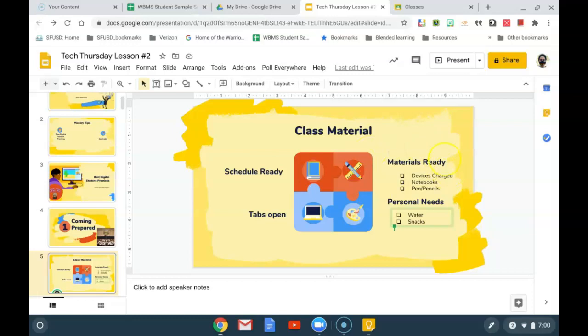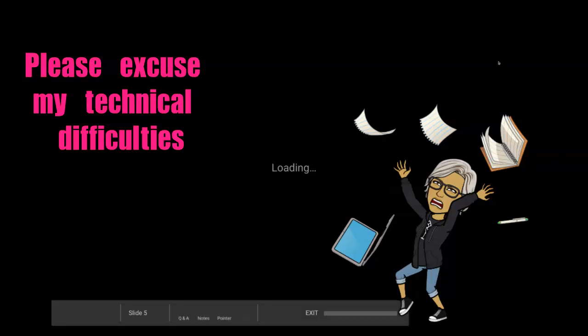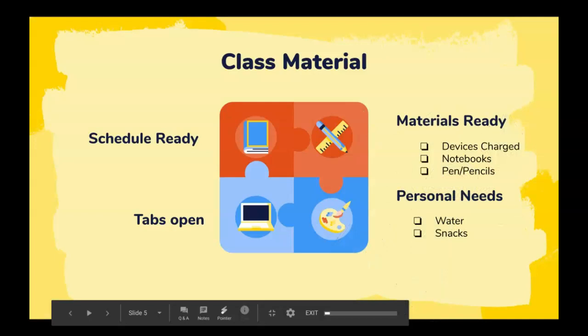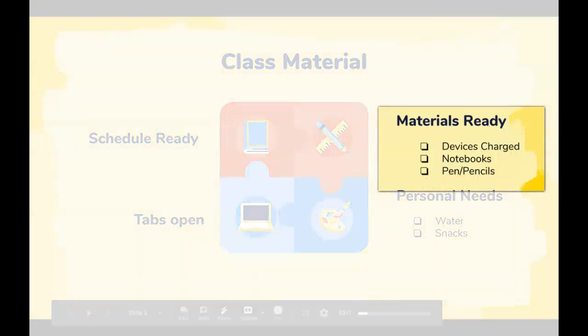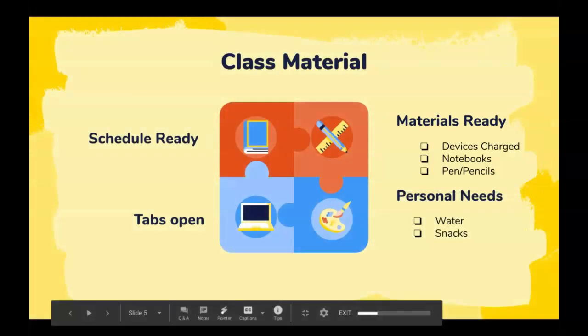and we're going to talk about getting our materials ready. What does it mean for my materials to be ready? Well, since I'm not in a classroom, I don't need my backpack. But what I do need is to make sure my device is charged. I need to make sure I have notebooks ready. So if you're in a class that has actual materials, you should bring that all to your learning space before class starts.